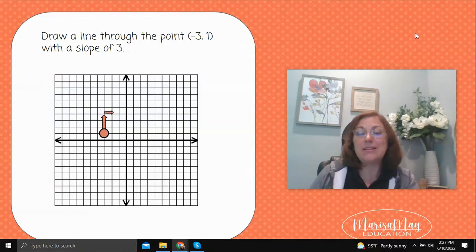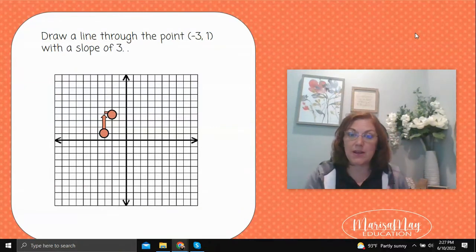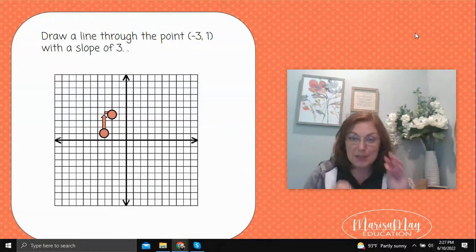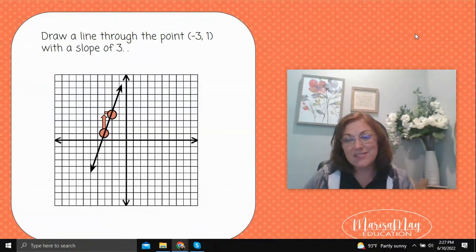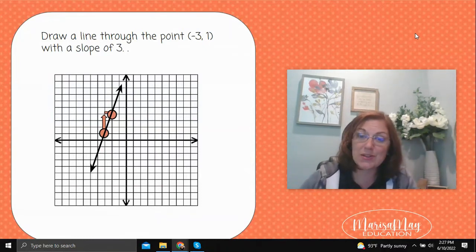So I'll place my second point right there. So again, I started at my -3, 1. I went up 3, right 1. Remember, because I made my slope a fraction. And now I've got my second point that I can draw my line that I was asked to draw. Again, all I needed was a point and a slope in order to draw this line.